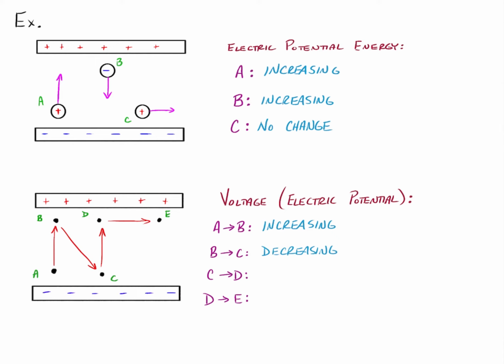From C to D, you hopefully realize it's an identical situation to A and B. So once again, we're increasing because we're going from a region where a positive test charge would like to be to one where it would not want to be. And last but not least, when I go from D to E, I don't get any closer to the positive. I don't get any closer to the negative. I don't get any further from either. So there's no change there because I'm not actually changing anything about my position relative to these two plates.